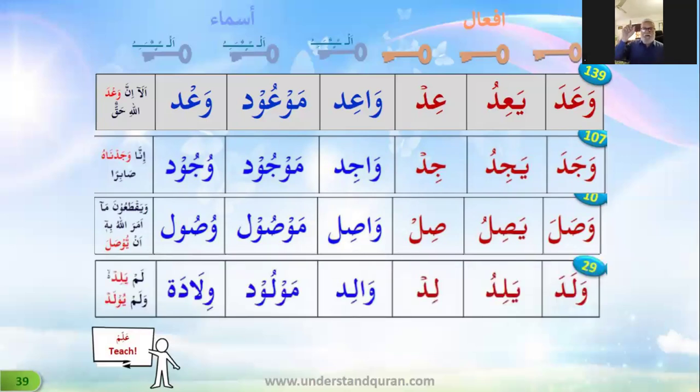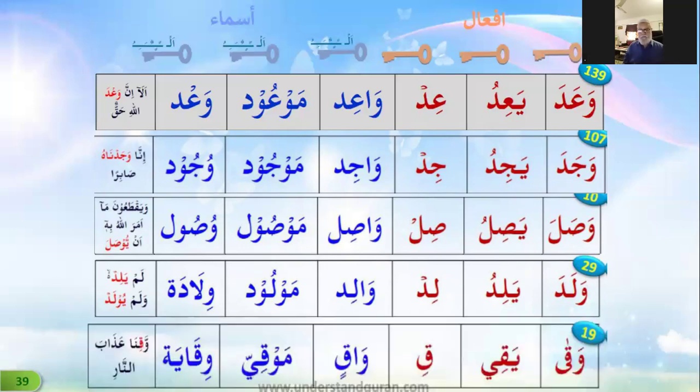Walada, yalidu, lid, walidun, mawludun, wiladatun. So this is coming from the Bab Daraba. The pattern ayah is Lam yalid wa lam yulad. The next is waqa, yaqi, qi, waqin, mawqiyun, wiqayatun. So waw qaf ya is the root letter. Bab is again Daraba. The reference ayah is waqina adhaban nar.